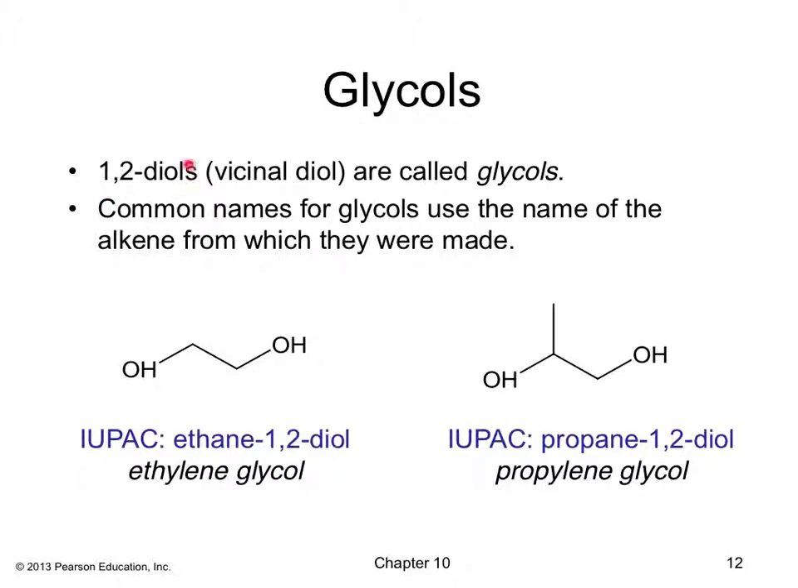Glycols are 1,2-diols or vicinal diols. The common name for glycols uses the name of the alkene from which they're made. So in this case, this is 2 carbons, so it's ethane-1,2-diol, but a common name would be ethylene glycol. And then here, this is propane-1,2-diol. This would also be known as propylene glycol.